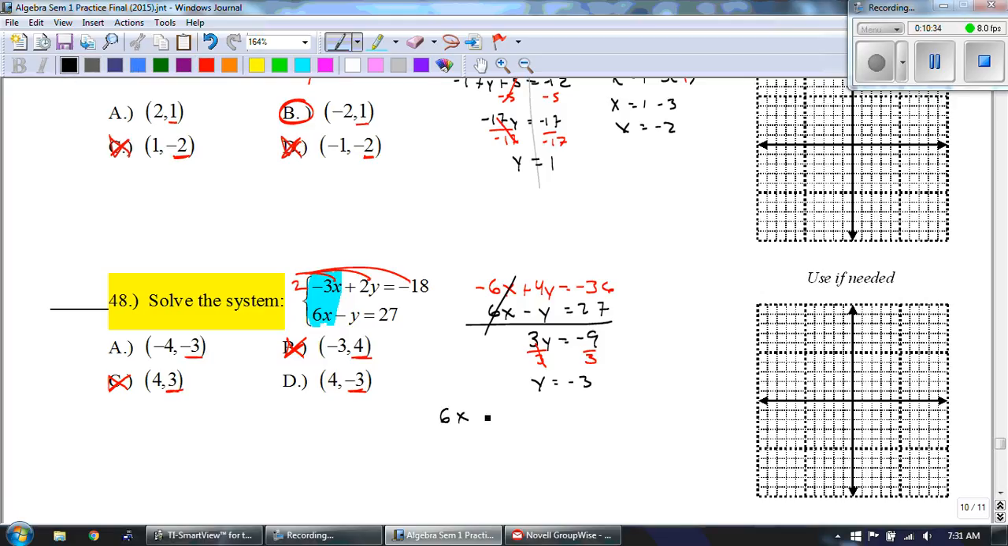So I got 6x minus negative 3 equals 27. Two negatives make that a positive 3. Subtract the 3 from both sides. We get 6x equals 24. And then when we divide both sides by 6, we get x equals 4, which is D.